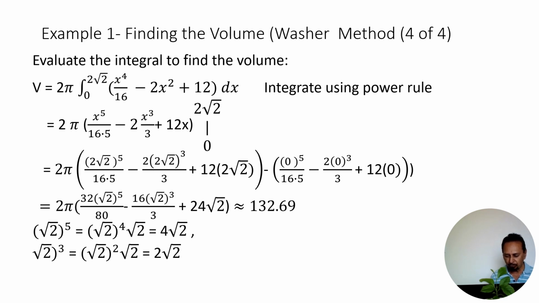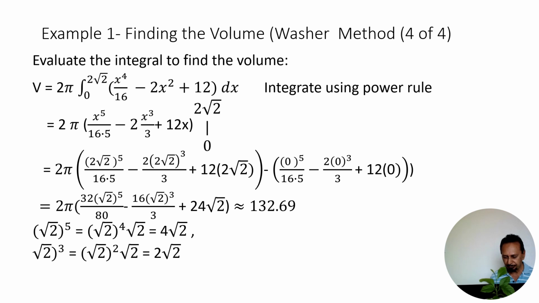Now evaluate the integral to find the volume. So we will integrate using the power rule. You write 2 pi, ignore this one, x to the 4 becomes x to the 5 over 16 times 5, minus 2 times x cubed over 3, plus 12x. So you limit from 0 to 2 times square root of 2. First you put in this upper limit. So you rewrite 2 pi, this becomes 2 times square root of 2 to the power 5 over 16 times 5, minus 2 times 2 times square root of 2 to the power 3, plus 12 times 2 times square root of 2.